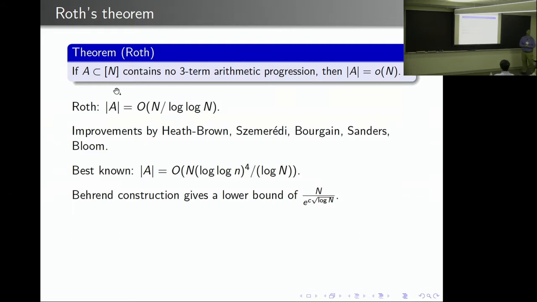Now the best known lower bound is pretty far away. It's of the form n divided by e to the square root of log n. And there's a lot of evidence that suggests maybe the lower bound is closer to the truth.